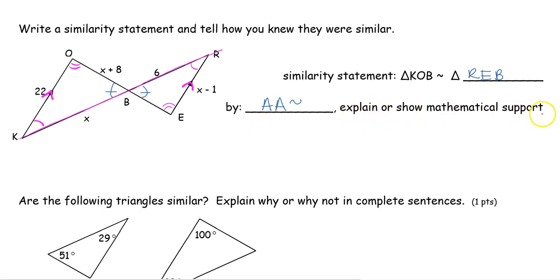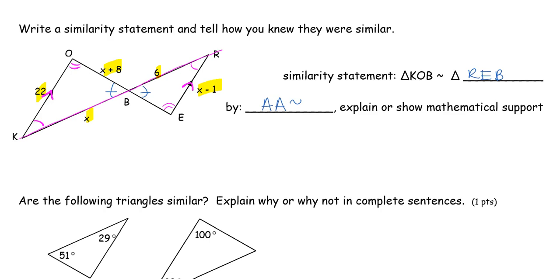So now it says explain or show mathematically. This is kind of a tricky question because when you look at it, I gave you information on the side lengths. But we didn't prove that it was going to be similar based on corresponding sides because I don't know all the sides. If I knew the lengths of all the sides, then I could go ahead and find the ratios like we did in yesterday's video. But I have x's. X's could be anything. So I don't know that my sides are corresponding. So that's why we're using the angle-angle similarity.